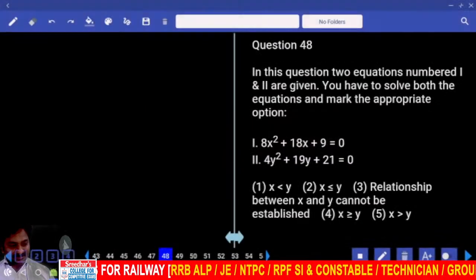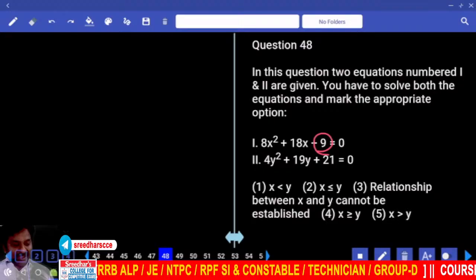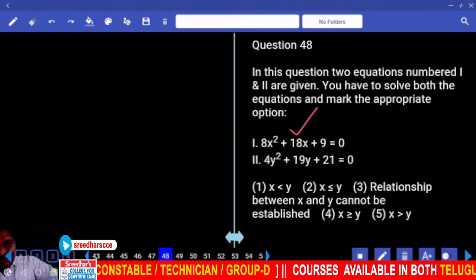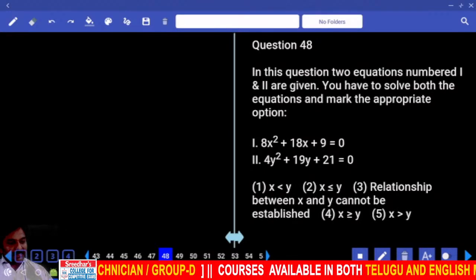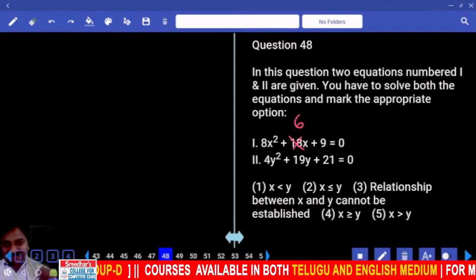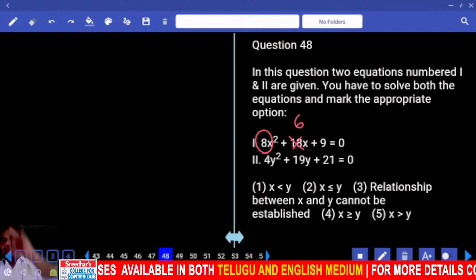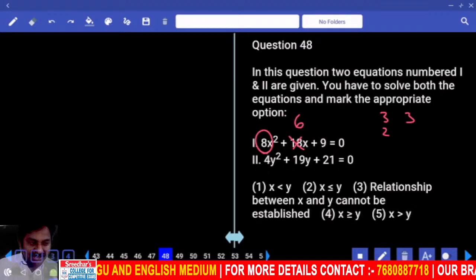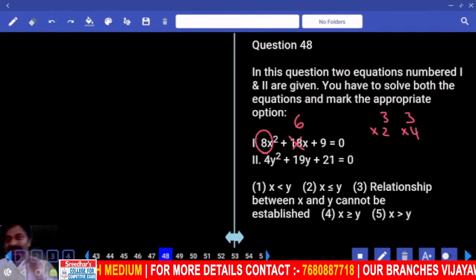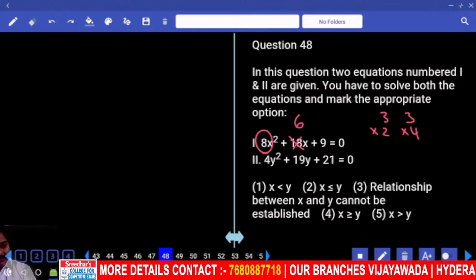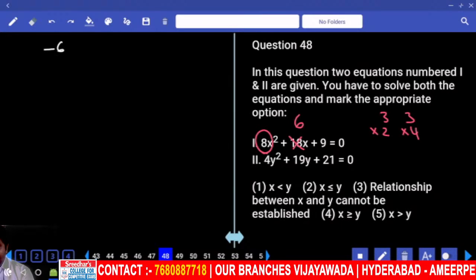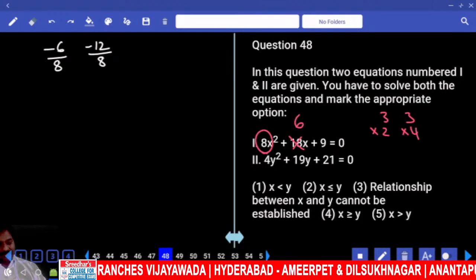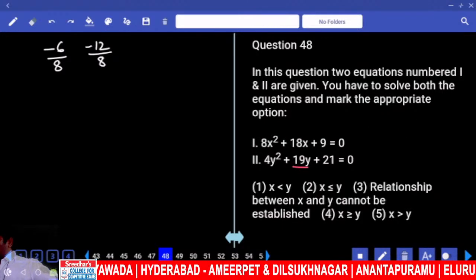Yesterday we discussed, when I see 9, it's a 3 square. So our sum is a 3 multiple. Correct? 3 multiple of which number? 6. By using 8 we need to get 6. 2 into 4. So one combination is 3 into 2. Other combination 3 into 4. Plus 6 plus 12. Minus 6 minus 12 divided by 8. 19. First of all, that's a prime number.